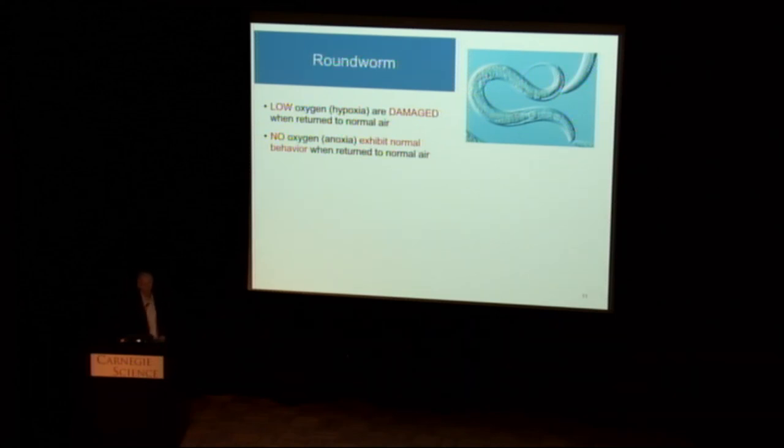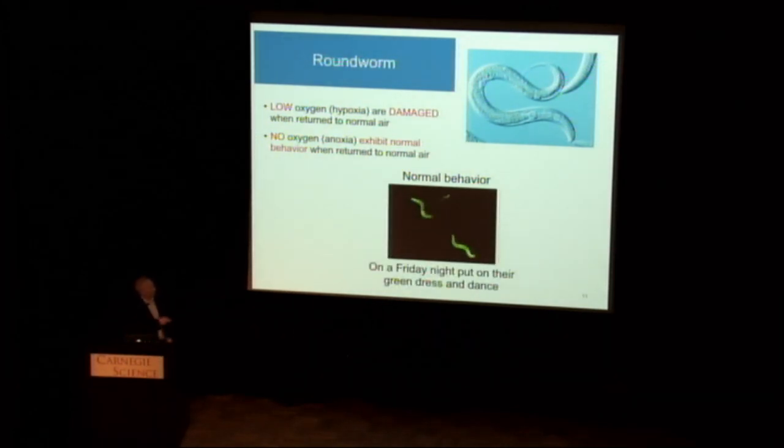So you might ask, what's normal behavior for a worm? Just for example, on Friday night, they go out and put on their green dresses and dance around. These are GFP-colored worms, and you can watch them move and characterize their behavior, their ability to move, how well they eat, and they were perfectly normal.